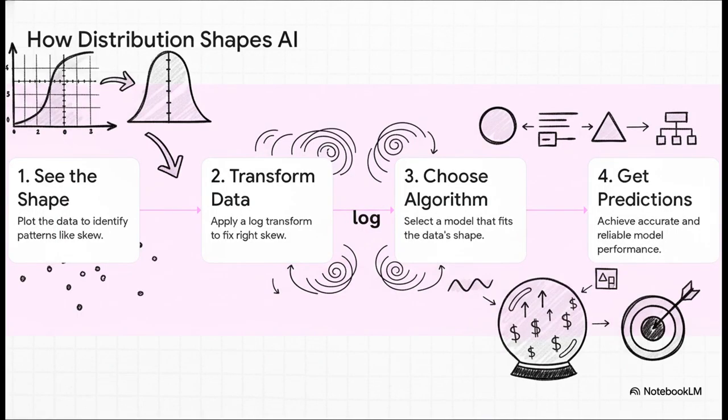Let's talk about AI and machine learning for a second. The whole process hinges on this. First, you have to see the shape. If it's all skewed, you might need to transform it to make it more symmetrical. Only then can you choose the right algorithm that's designed for that kind of shape. If you get that first step wrong, the final predictions are going to be completely useless.